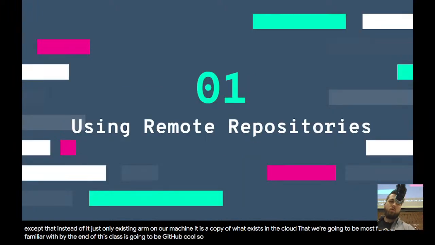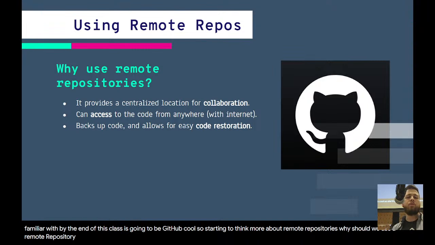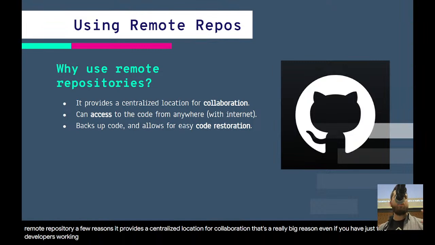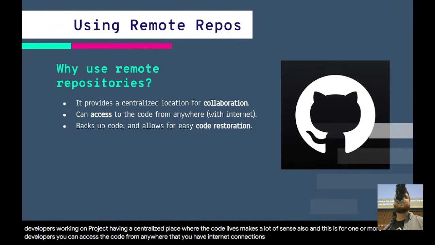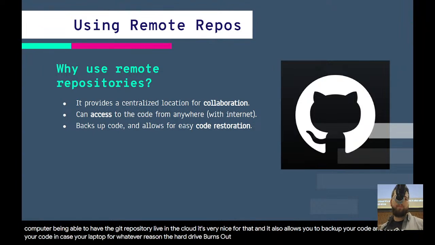Cool. So, starting to think more about remote repositories. Why should we use a remote repository? A few reasons. It provides a centralized location for collaboration. That's a really big reason. Even if you have just 2 developers working on a project, having a centralized place where the code lives makes a lot of sense. Also, and this is for 1 or more developers, you can access the code from anywhere that you have an internet connection. So maybe you're developing on a laptop and a computer. Being able to have the Git repository live in the cloud is very nice for that. And it also allows you to back up your code and restore your code in case your laptop, for whatever reason, like the hard drive burns out or something.